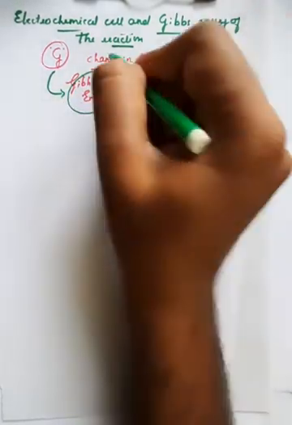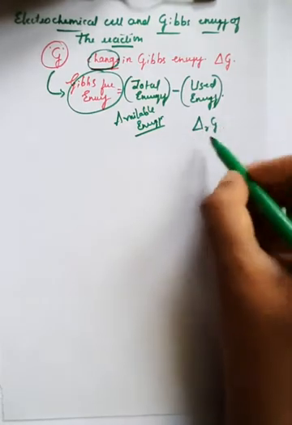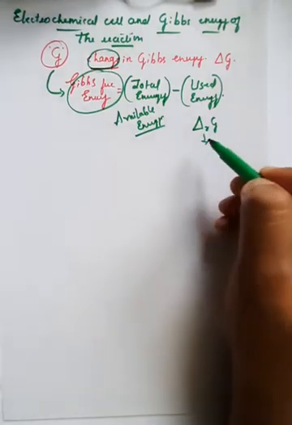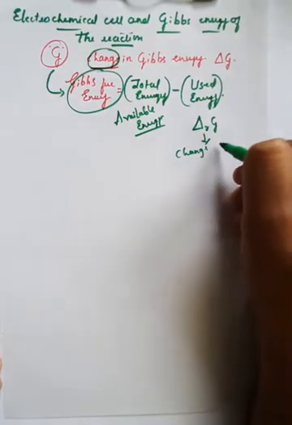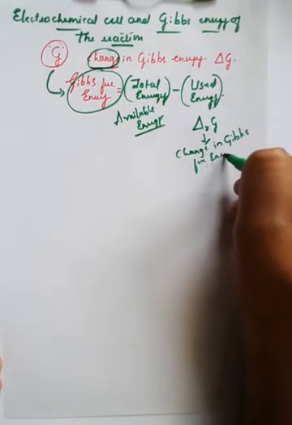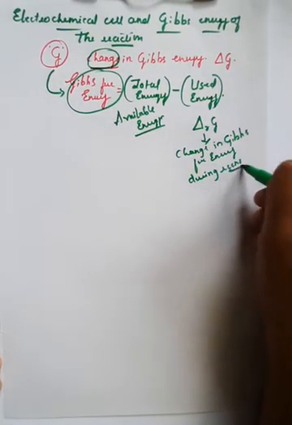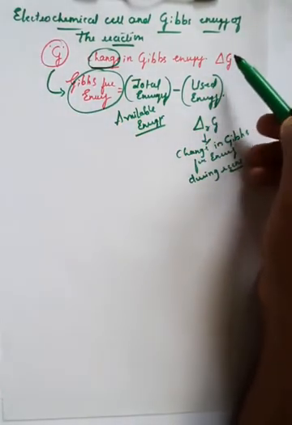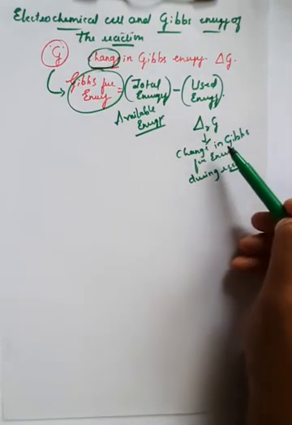So always remember, here G represents the Gibbs free energy, delta G represents the change in Gibbs free energy, and delta R of G, which means delta G with subscript R, represents the change in Gibbs energy during a reaction, right? Understand the terms. G represents the Gibbs free energy, delta G represents the change in Gibbs free energy, and delta R G, with the subscript R, represents the change in Gibbs free energy during a particular reaction.